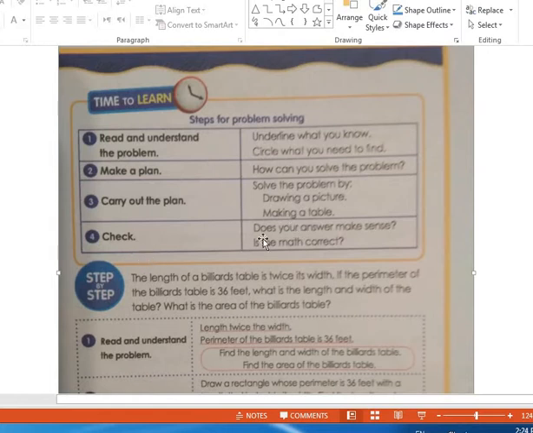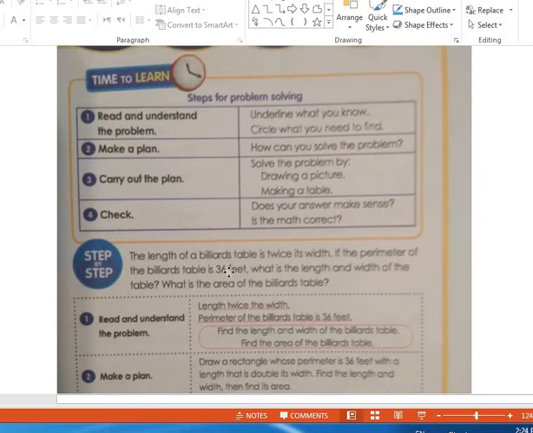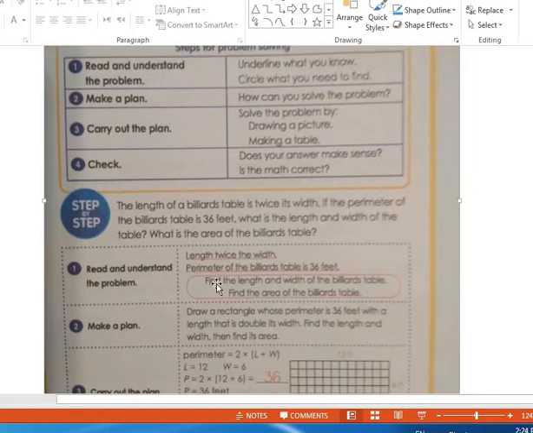Check. Does your answer make sense? Is the math correct? Check your answer. Is your answer correct or wrong? If wrong, do it again.